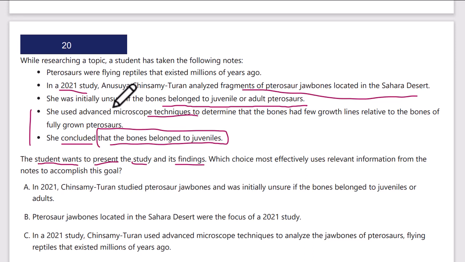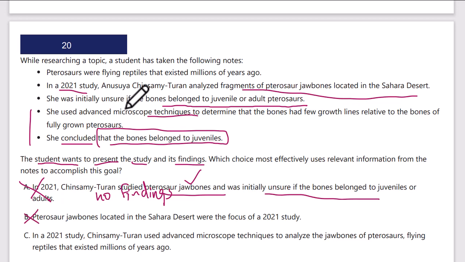So 2021 studied pterosaur bones. This is good. Was initially unsure if they belonged to juveniles or adults. This is true, but this is missing the findings. No findings there. No conclusion. So we need, in our condition of the question, the findings. Okay. B, pterosaur jaw bones located in the desert were the focus of a study. Again, that says nothing about the findings.